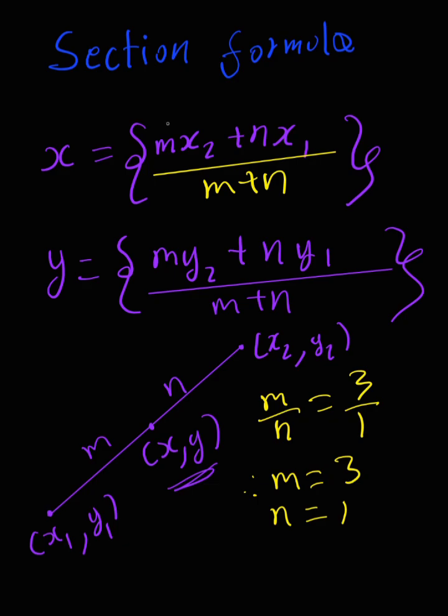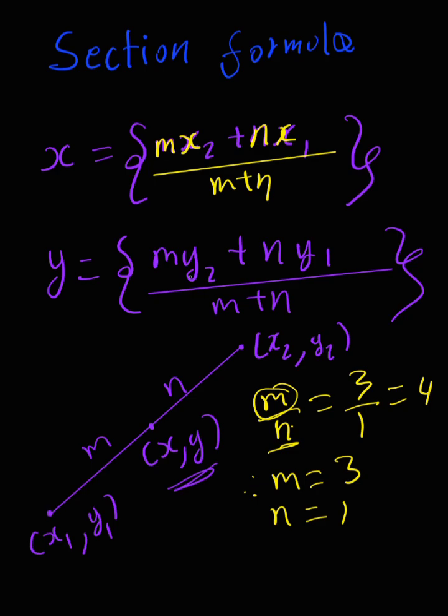The top value, which is this m, we multiply by the x2 coordinate. Then we take n, which is the bottom value, and multiply it with x1, and we add both of them and divide by m plus n, or the sum of the ratio. So in this case this would be 4. All right, now we use a similar procedure and solve for y.